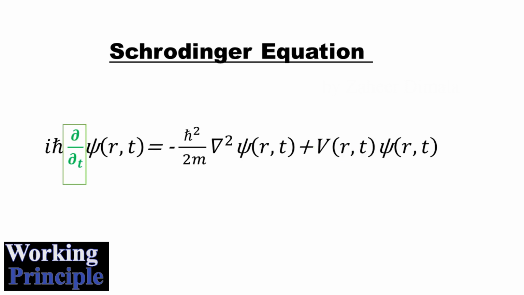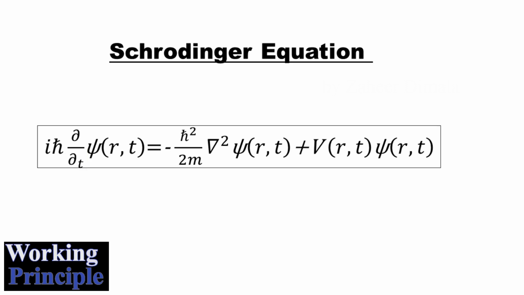The term d over dt makes it a differential equation, and it tells us that this wave function changes over time. So the Schrodinger equation tells us that we are dealing with particles that behave like waves with kinetic energy and potential energy. It also tells us that this wave function changes over time. The h and h bar terms further tell us that there is quantization occurring.